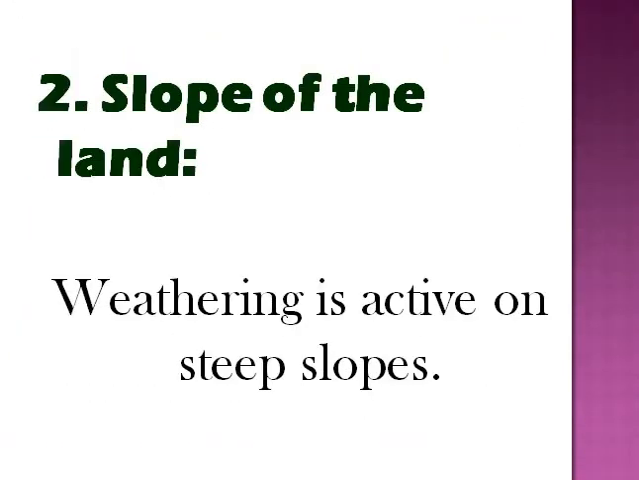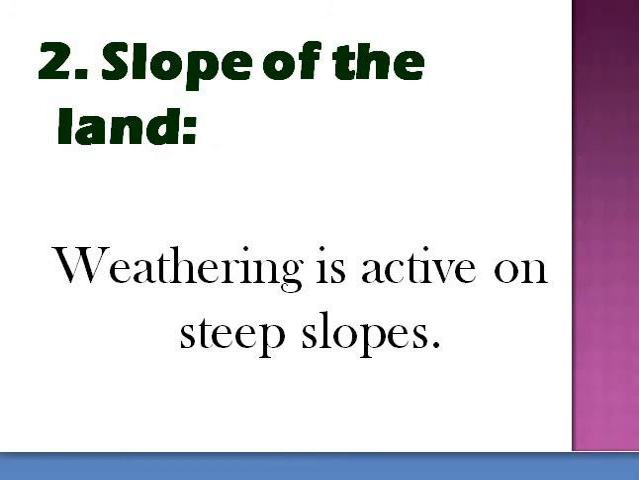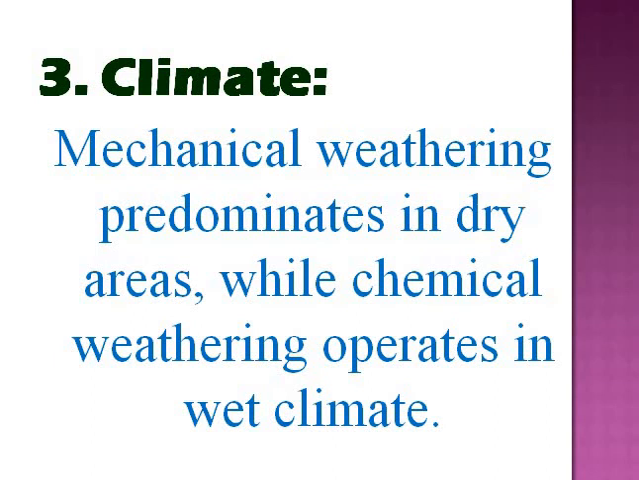Number 2. Slope of the land. Weathering is active on steep slopes, then moderate and gentle slopes. Number 3. Climate. Mechanical weathering predominates in dry areas while chemical weathering operates in wet climate.